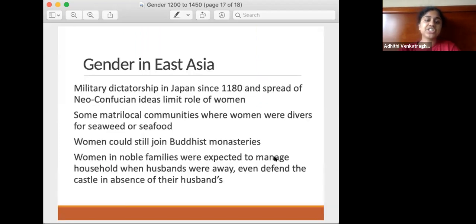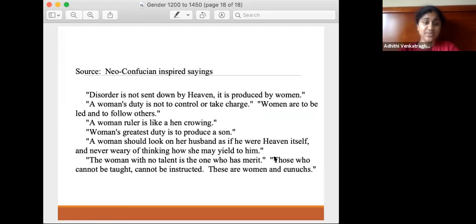Gender in East Asia continued with military dictatorship in Japan, around 1180, and the spread of Neo-Confucian ideas, which limited the role of women. In some local communities women were divers for seaweed or seafood, and women could still join Buddhist monasteries. Some women in noble families were also expected to manage the household while the husbands were away, and even defended the castle in their absence. Here are some Neo-Confucian inspired sayings that you can take a look at.